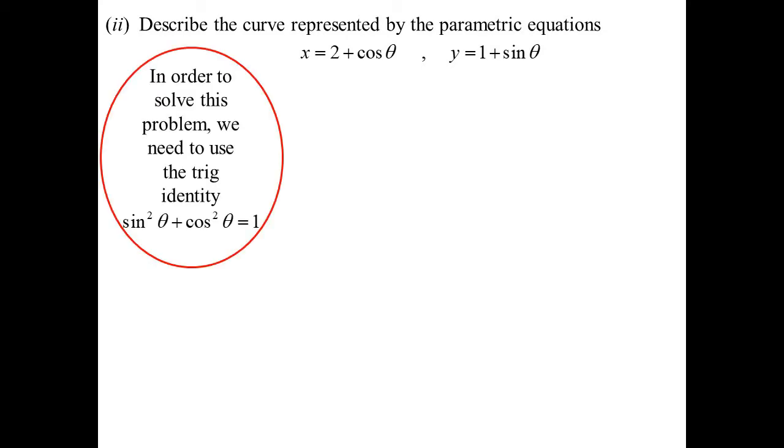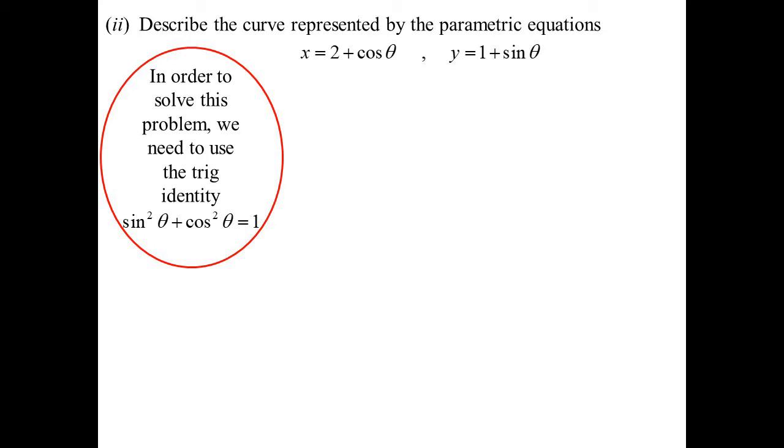How about this one? Sometimes it's not immediately obvious how you're going to do it, because we've got x equals 2 plus cos theta, y equals 1 plus sine theta. How on earth do I make theta the subject of one of these? Oh, I heard someone say it. You're right, we're going to use trig identities. So I'm going to use this fact. We'll look at this again when we look at trig in more detail in our next topic.